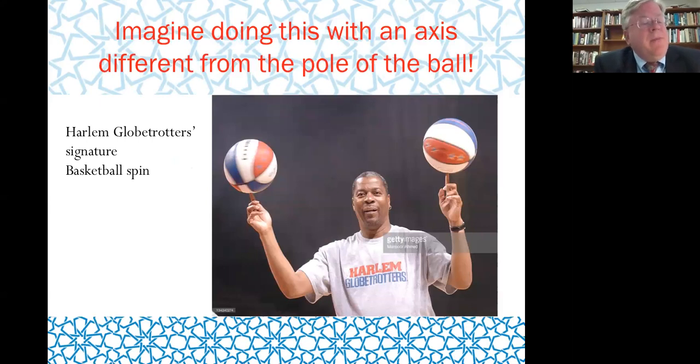Just imagine the Harlem Globetrotters doing their signature basketball spin. If they rotated the balls around a pole different from the actual pole of the ball. Not possible.